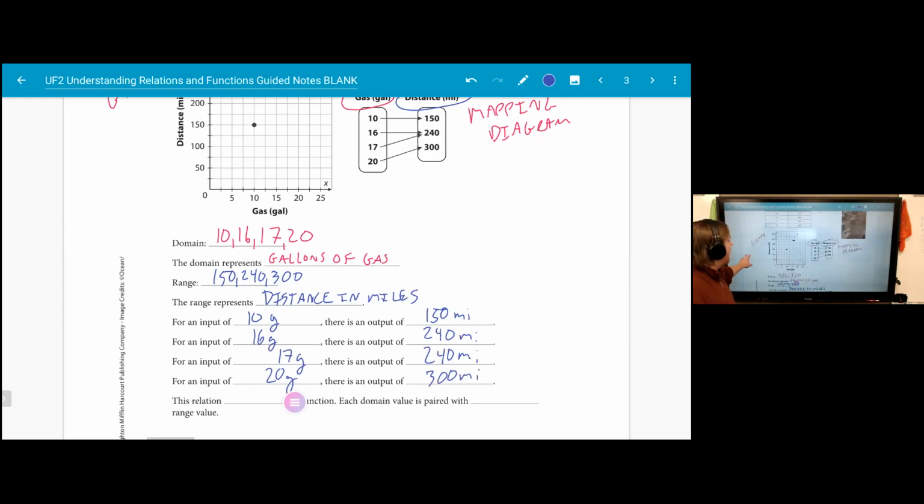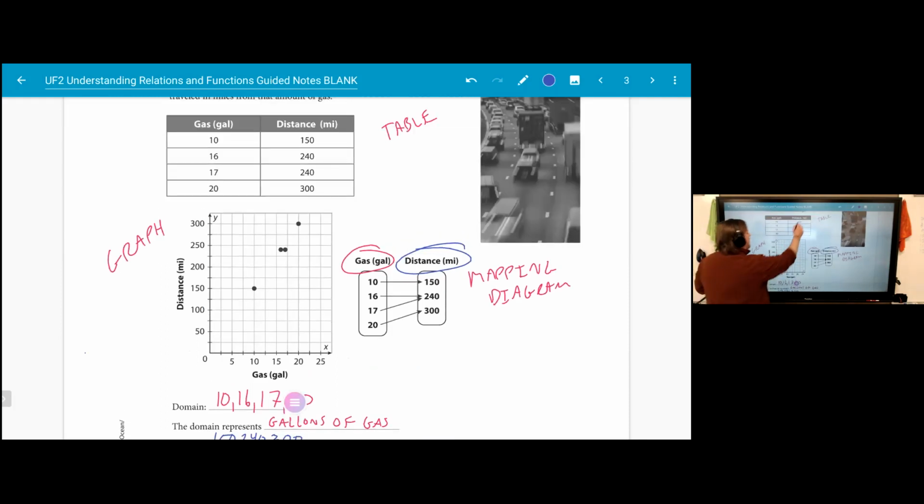Let's go back and look at the table. Just ignore the Y values for a second. Don't actually cross them off. Look at the X values. Are any of these values repeated? The answer is no. This is a function.